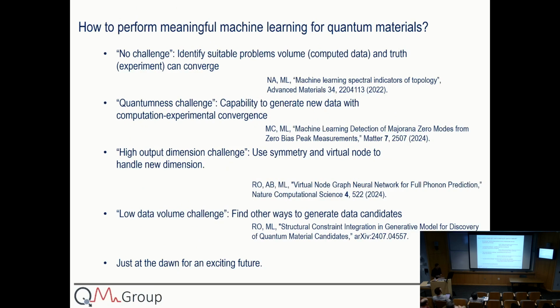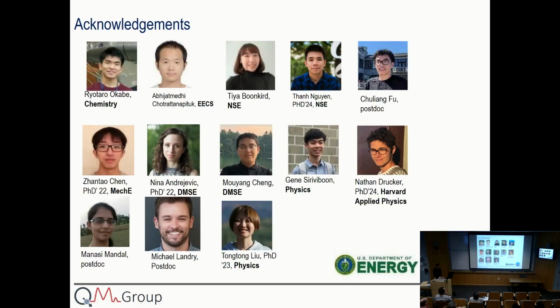So that's the part, and to conclude, whenever there's a dimension, you can use symmetry to address that. Even with low data volume, it's possible to use the generative model to compute that. And with that, I want to stop here, and thank my group and the funding agency. Thank you very much for your attention.